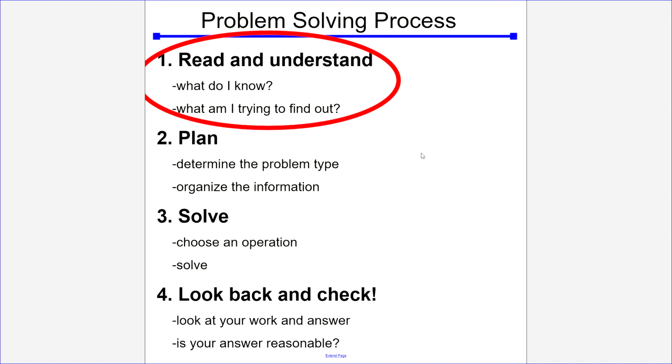Oh yeah, we need to read and understand the problem. Oftentimes, 3rd grade, you will read a story problem 3 or 4 or even more times to make sure you fully understand it. That's part of being a good mathematician, is to read the problem multiple times to make sure that you know what the story problem's telling you. And also, what are you trying to find out? What is the unknown? Let's go ahead and do step 1 of our problem-solving process, reading and understanding the problem.